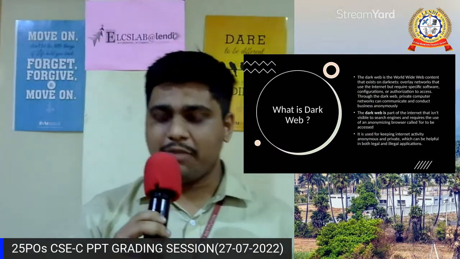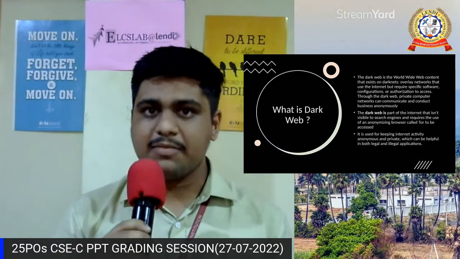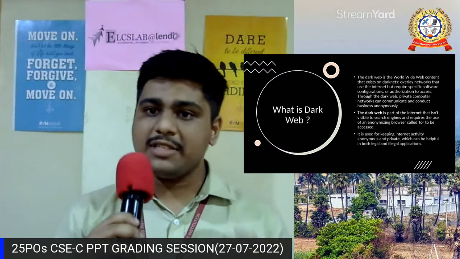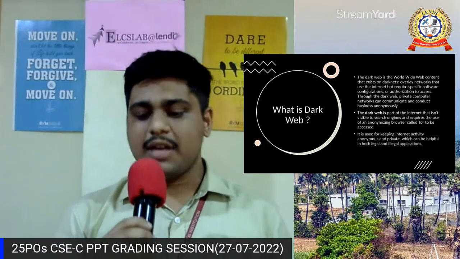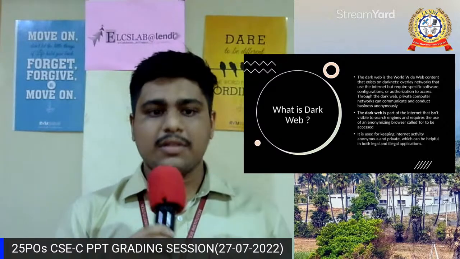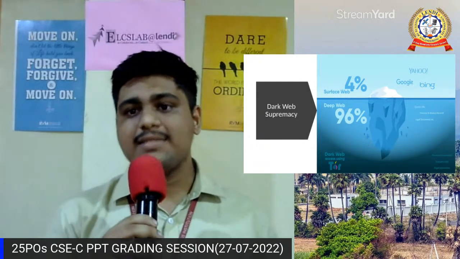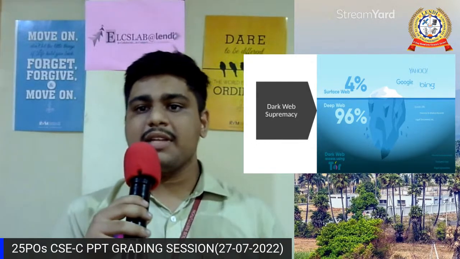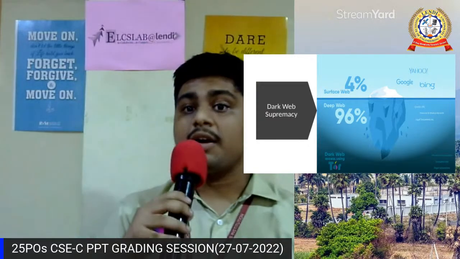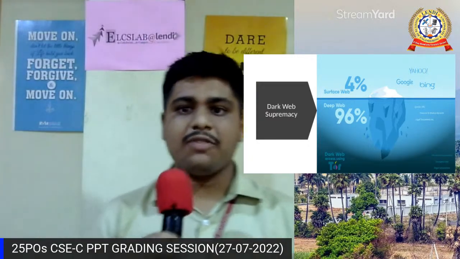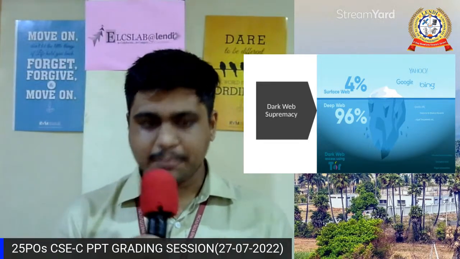Next, what is the dark web? The dark web is something like the surface web, but we can access it only through specific software and specific protocols. The dark web's supremacy is that on the surface web only 4% of the information is available, but on the dark web 96% of the information is available, and we can access it like anything.